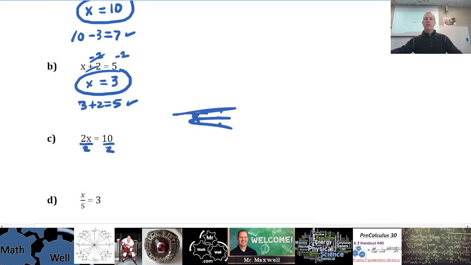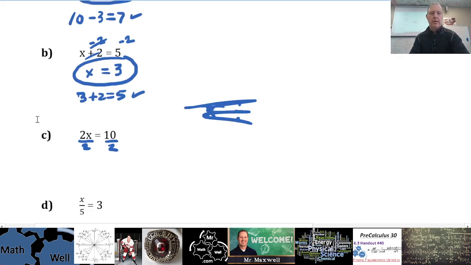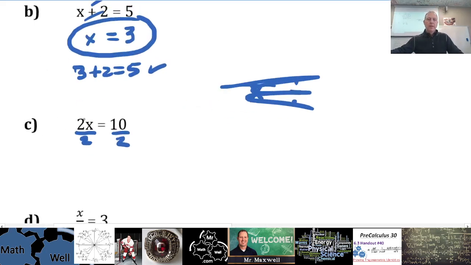2x divided by 2. Zoom in a bit here on this one again. The 2 and the 2 cancel out. Do they cancel out? Well, they actually simplify to 1. That's what they actually do. So it's 1 over 1 times x, which 1 times x is just x. So sometimes we say cancel out, sometimes we say divide out, okay? And then over here, 10 divided by 2 is 5, okay? So that's our answer. Let's check that.